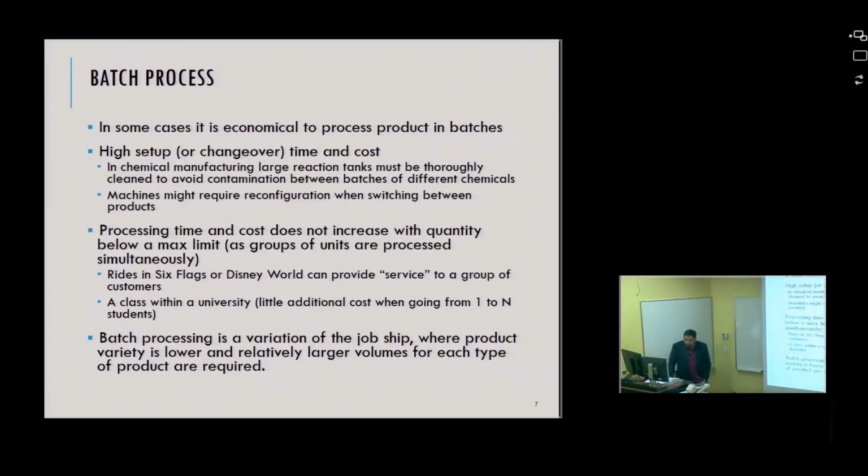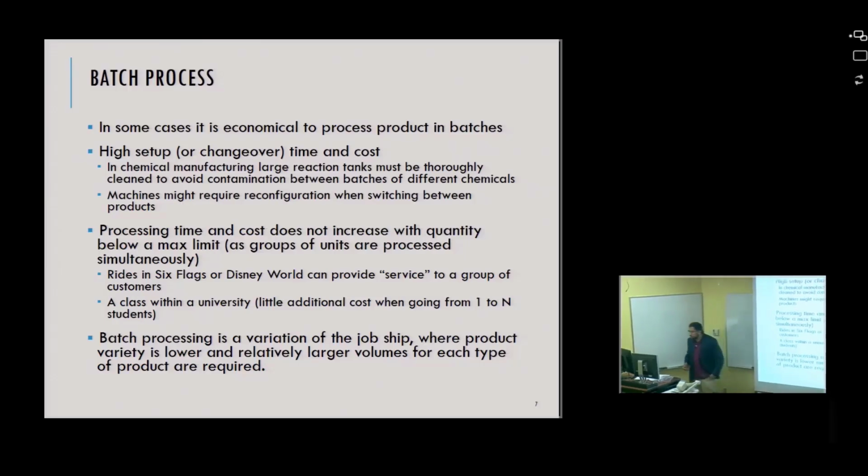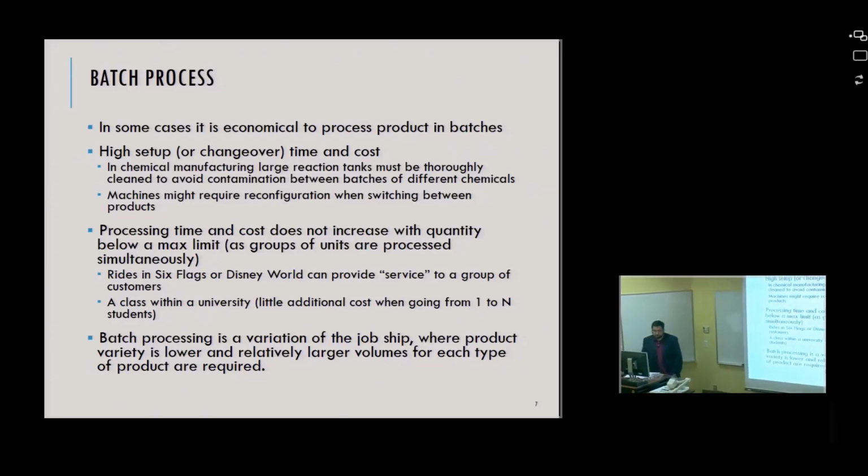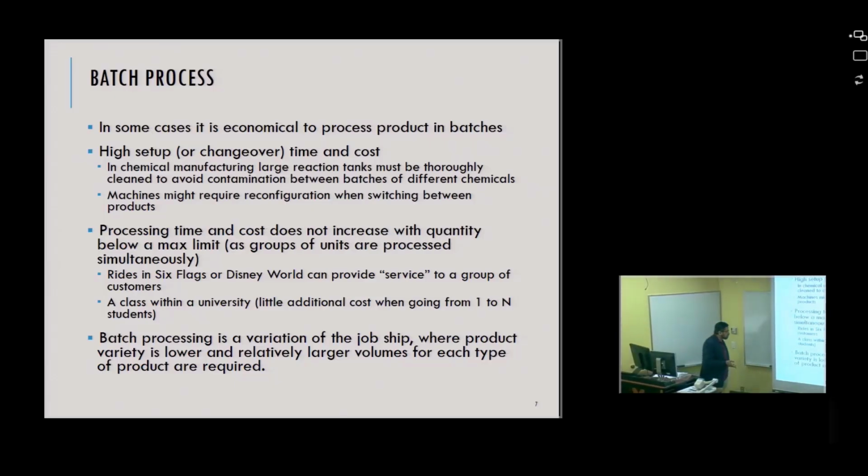Okay. So the second type is batch processing. You can think of it as taking a job shop, reducing the variety or customization options, and increasing the volume per order or per product. Then you start moving towards batch processing. Because you have higher volumes and less variety, you can start to specialize some of the equipment. You can start to standardize some of the work and have a less skilled workforce, things like that.